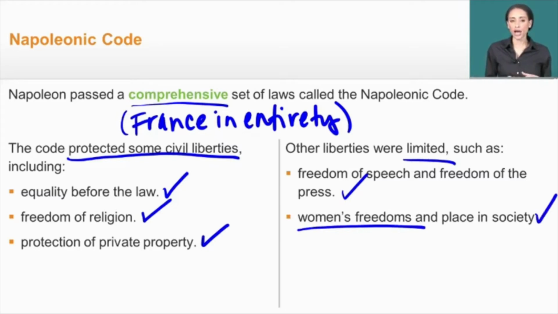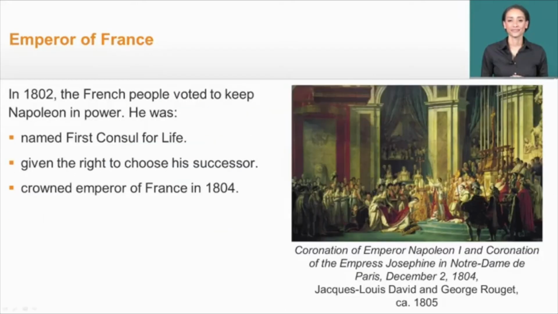Now let's take a look at what we've learned so far to review. In 1802, the people of France decided to keep Napoleon in power. And as a result, he was named the first consul for life, and he was given the right to choose his own successor. Now, he's ultimately crowned Emperor of France in 1804, and he wants a huge coronation ceremony. And just as the Pope is about to crown him the emperor, he takes the crown from the Pope and places it on his own head.